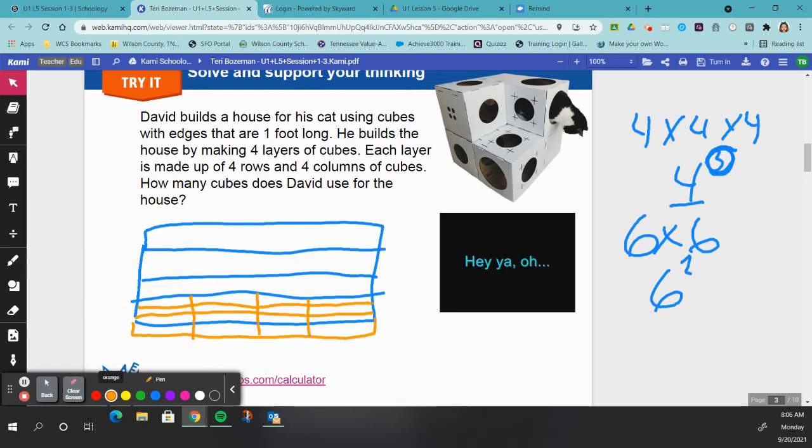So now that you've had some time to try to solve this on your own, let's take a look at it together. We can see that if we have 4 rows and 4 columns, that's the same thing as 4 times 4, right? If we were writing this as exponents, we could write this as 4 squared. And each layer is 4 squared.